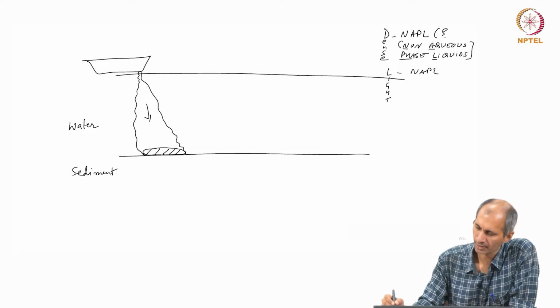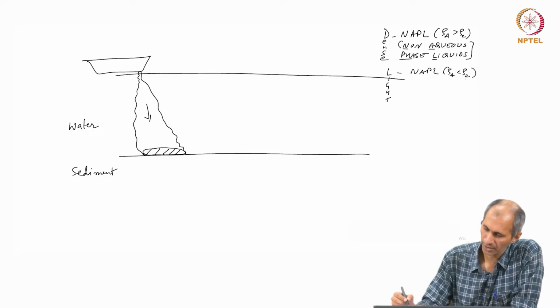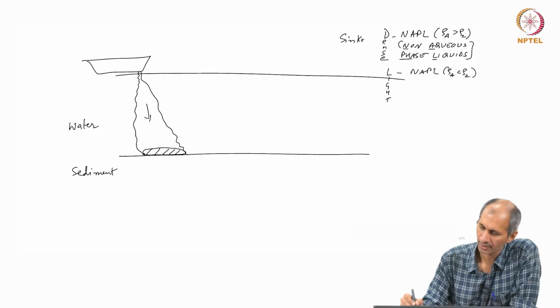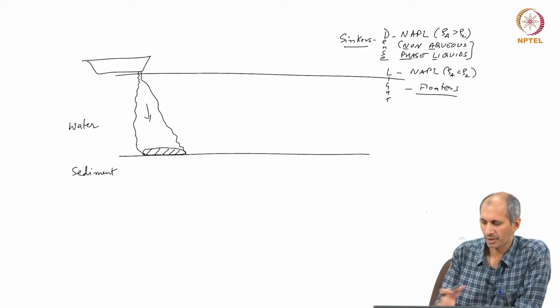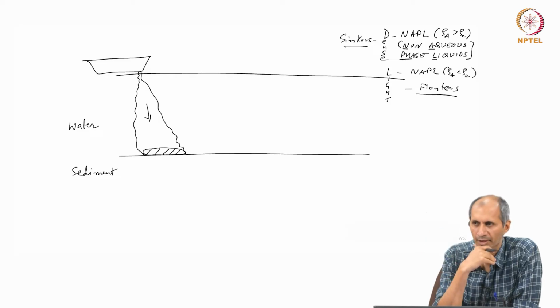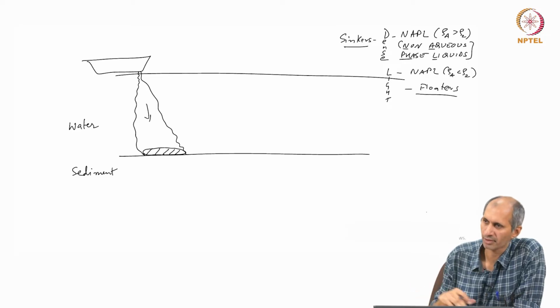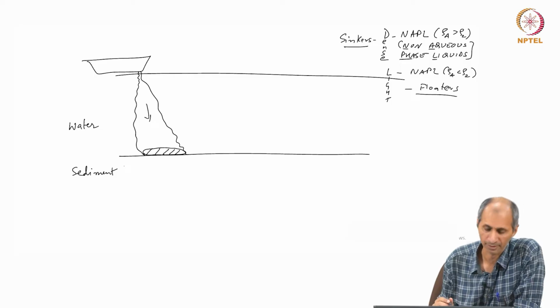As discussed earlier, for DNAPLs the density is greater than the density of water. Here the density is less than the density of water. So, these are also called sinkers, and these are also called floaters. As the name suggests, if there is a spill, the light NAPLs will float on water, and therefore their fate and transport is different from that point of view. And the sinkers cause a different effect. They will sink and land on the sediment, and from there their fate and transport is calculated from that point of view.